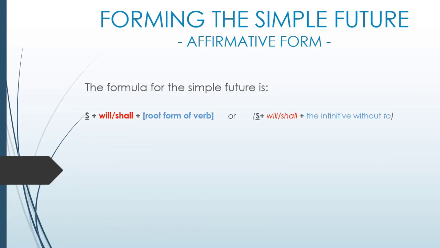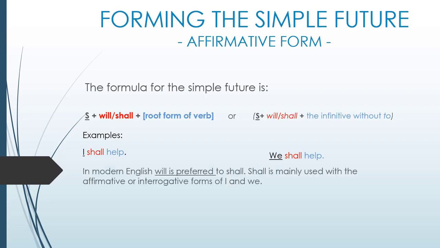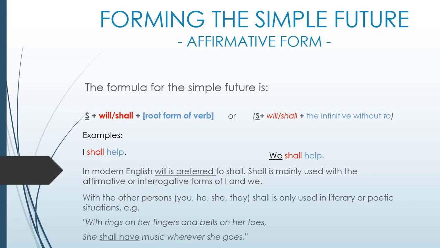Let's see now how we use the modal verb shall in examples. I shall help. We shall help. As we see, will is usually preferred to shall. Shall is mainly used with the affirmative or interrogative forms of I and we. With other persons, you, he, she, they, shall is only used in literary or poetic situations. For example, with rings on her fingers and bells on her toes, she shall have music wherever she goes.